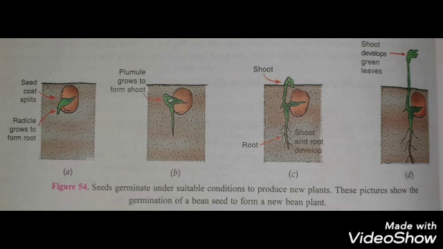it develops roots which push downwards into the soil and begin to absorb water and minerals from the soil, and the shoot will grow upward. When the shoot comes up above the ground, it develops green leaves. The green leaves of the shoot begin to synthesize their own food in the presence of sunlight. This seedling grows gradually and ultimately becomes a new plant.